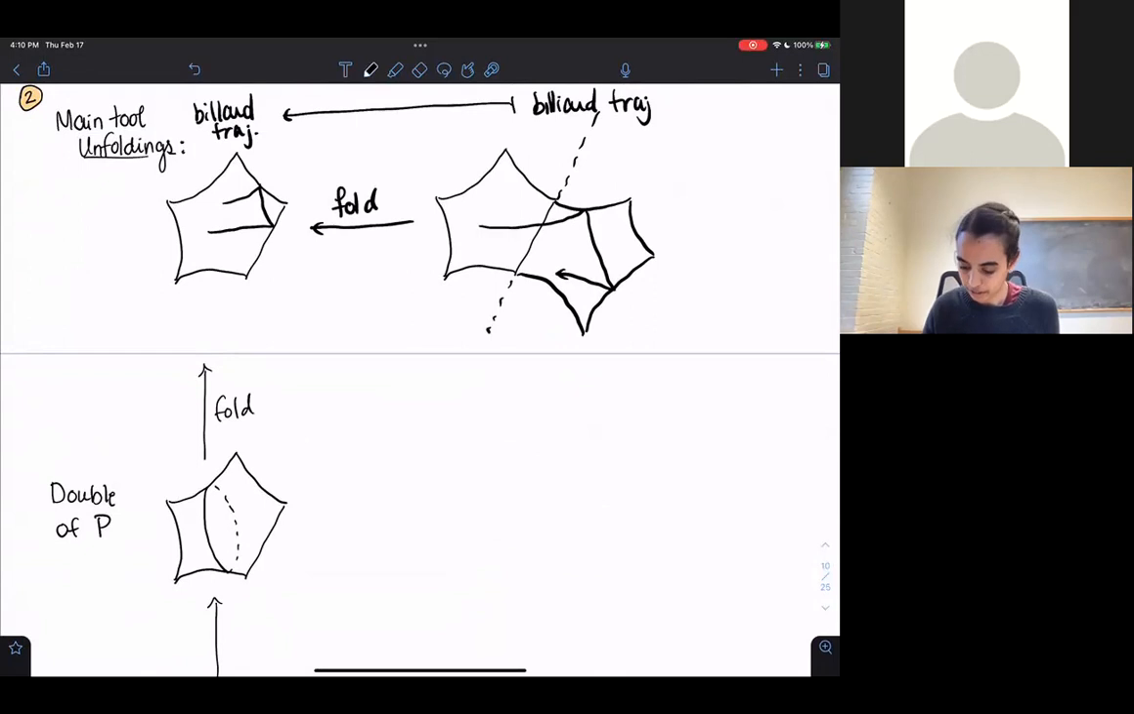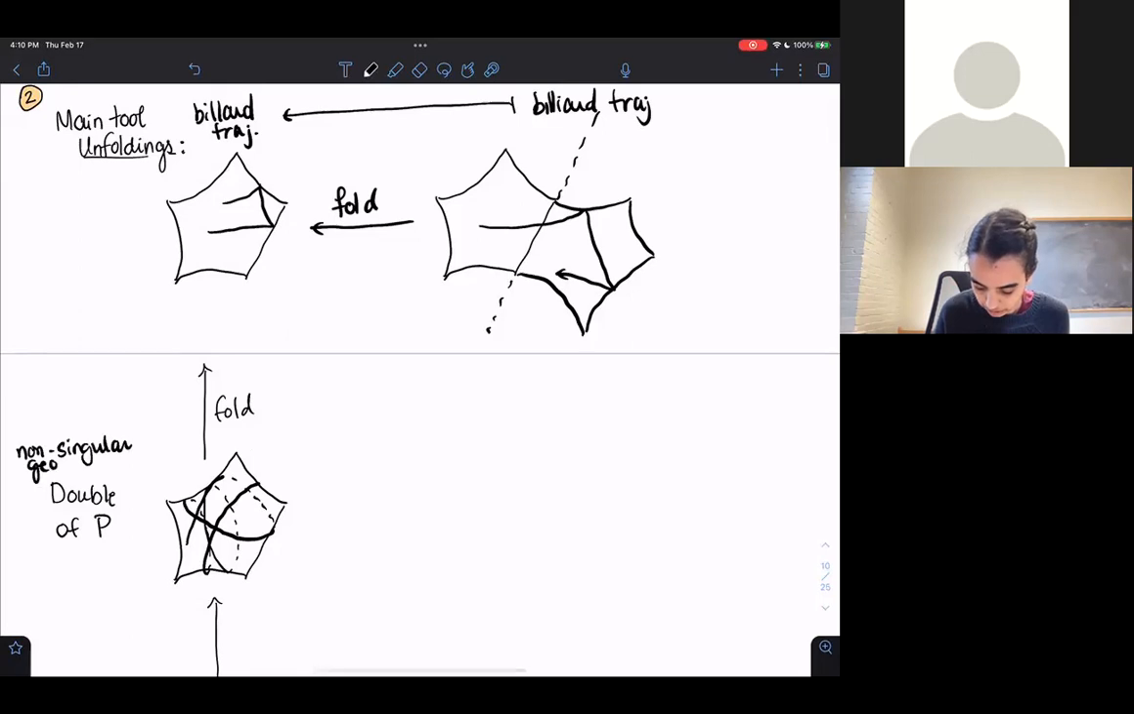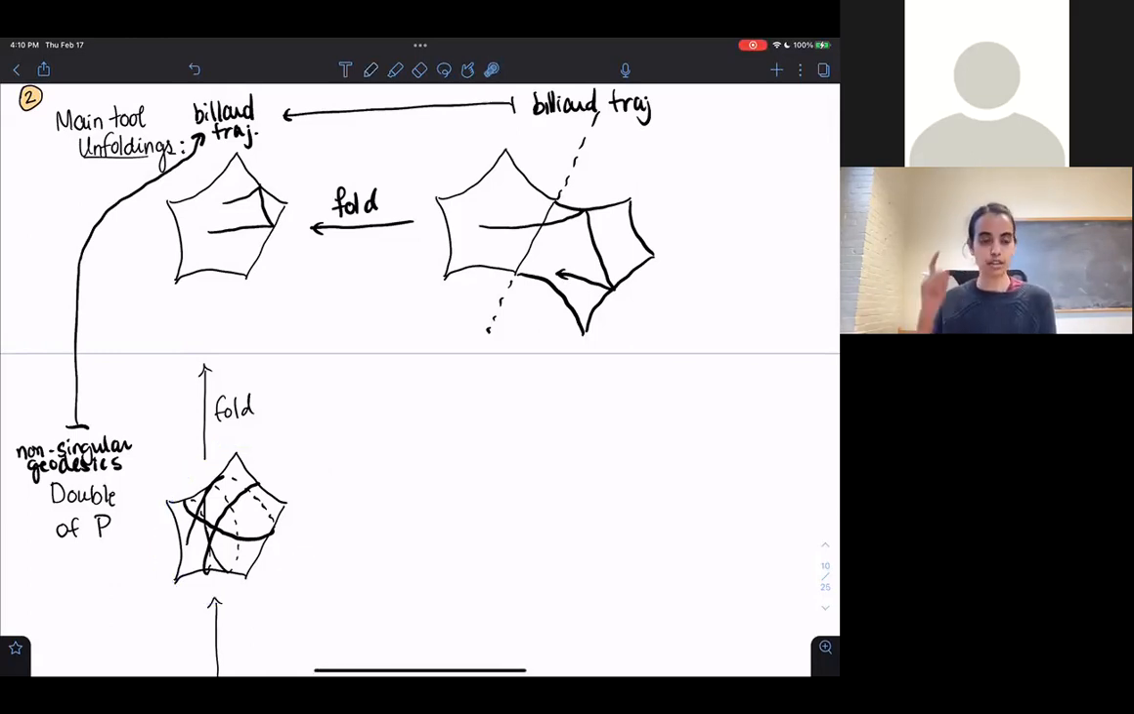And now here, if I just look at geodesics that avoid the cone points, so I'll call those non-singular geodesics, those are going to be sent to the billiard trajectories here. So notice there's no more edges left here, so there's nothing to bounce off of. The geodesics are just going around, wrapping around and around and around forever here. Okay, so now this becomes a problem about geodesics on this surface.